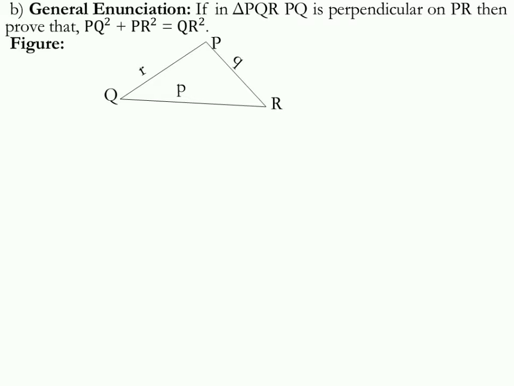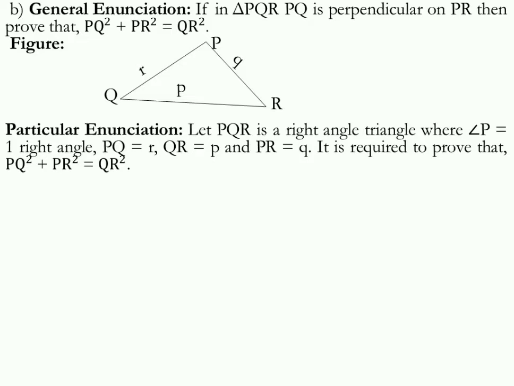Now let us see the particular enunciation. Let PQR be a right angle triangle where angle P equals one right angle, PQ equals r, QR equals p, and PR equals q. Now it is required to prove that PQ square plus PR square equal to QR square, or in another sense we can say p square equals r square plus q square. Small p square equals small q square plus small r square. So that actually we have to prove.